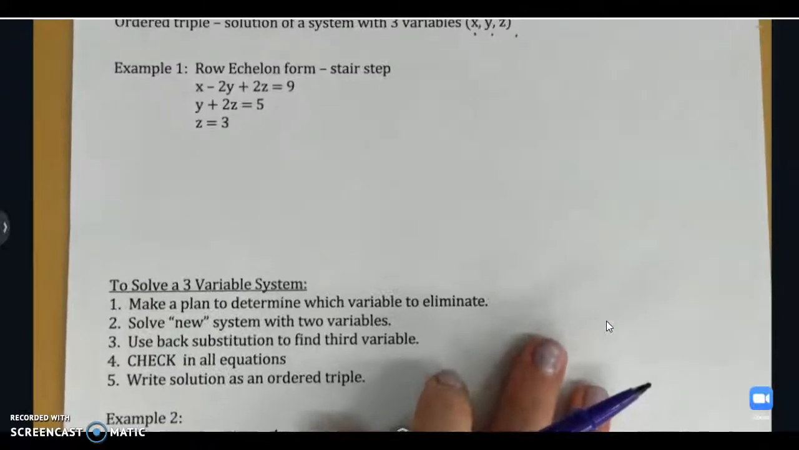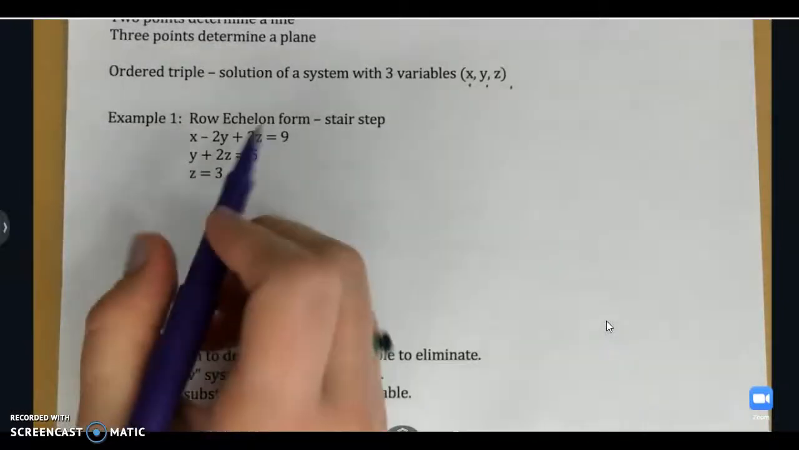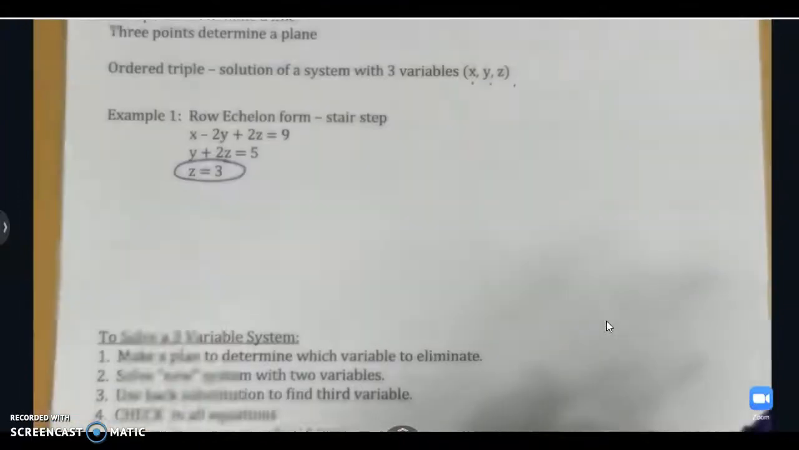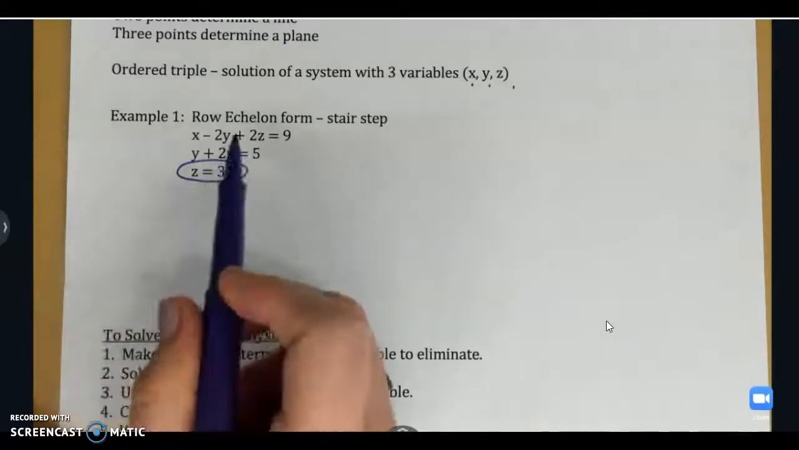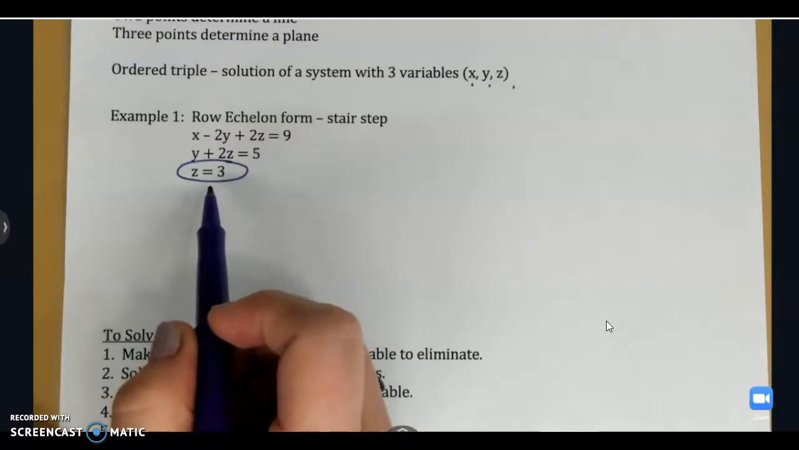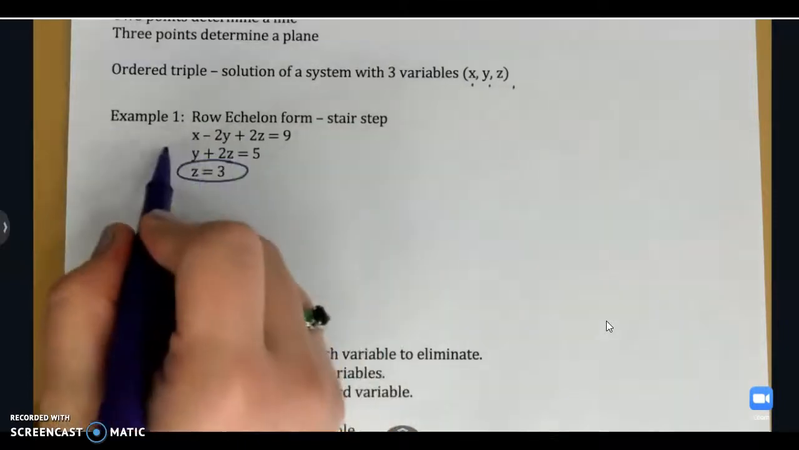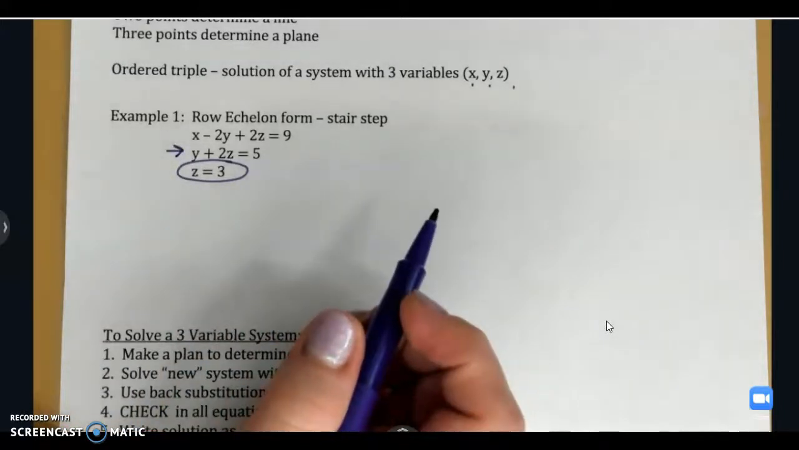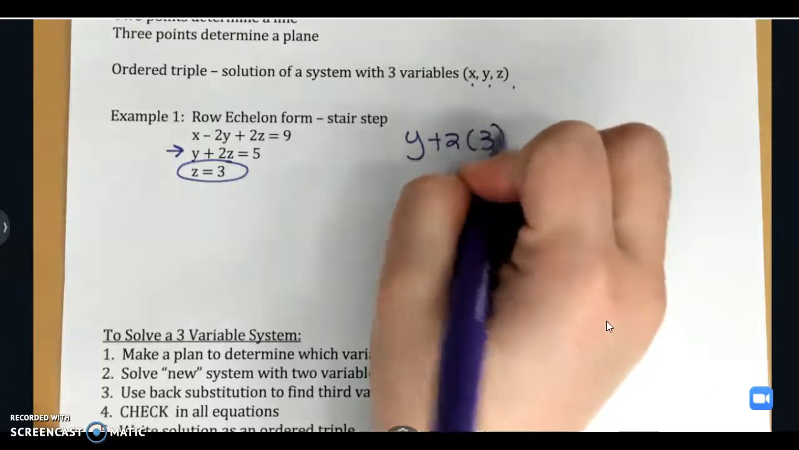So the two types of problems we're going to see are, the first one is called the stair-step type problem, and these are actually a little bit easier because you're given one of your variables right off the bat, or it's just like a one or two-step equation to find that first variable. So in this first example, with my three equations, they already know that z is equal to 3. So I can do reverse substitution on this second equation, which only has y and z. And if I know what z is, that leaves me with just one unknown.